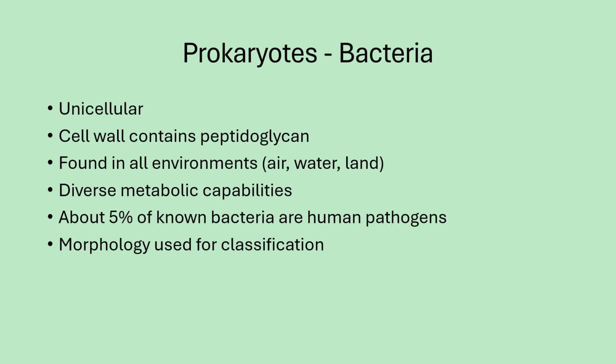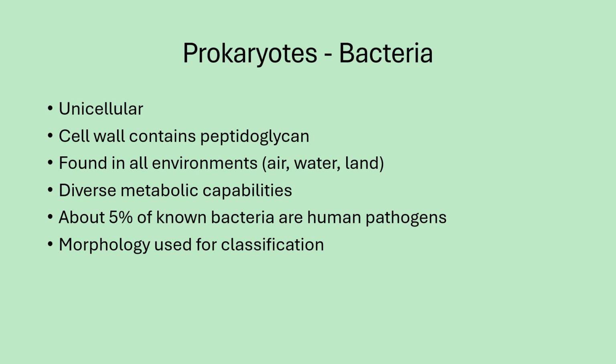So they're everywhere. When you look at them, there's a huge diversity associated with them, different sizes, different shapes, different abilities to carry out chemical reactions. So their metabolic capabilities are extremely diverse. As I mentioned earlier, only about 5% of them are known as human pathogens. So the other 95%, don't worry about it.